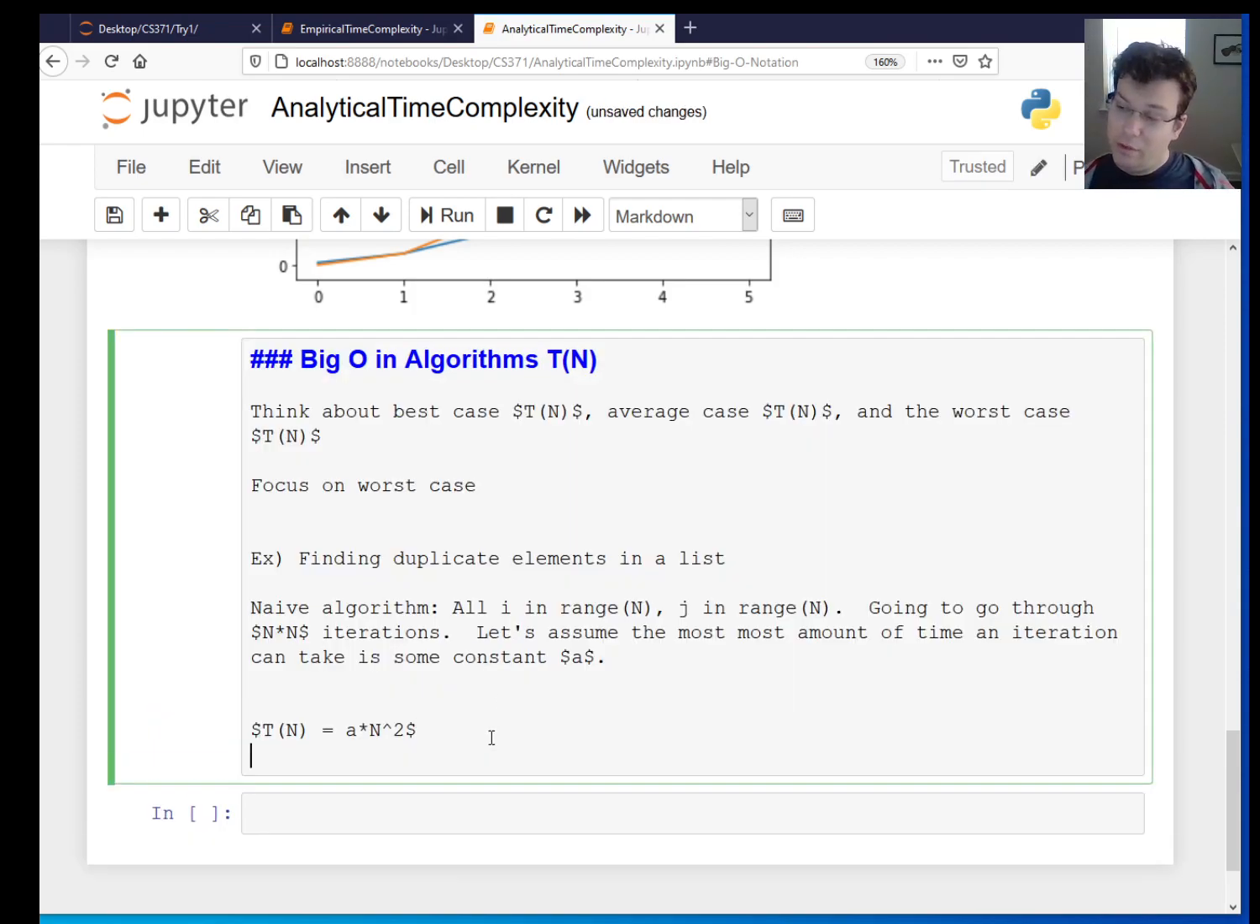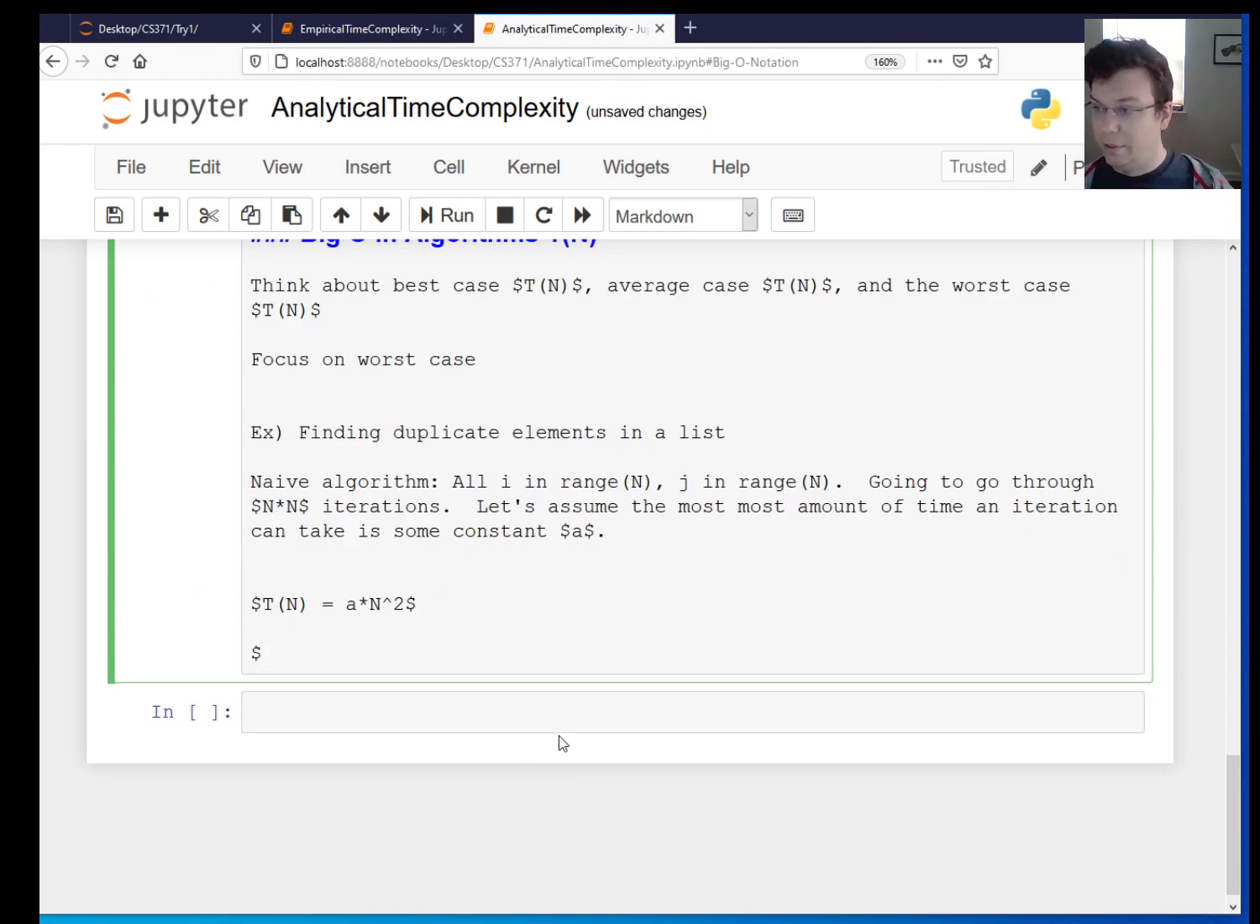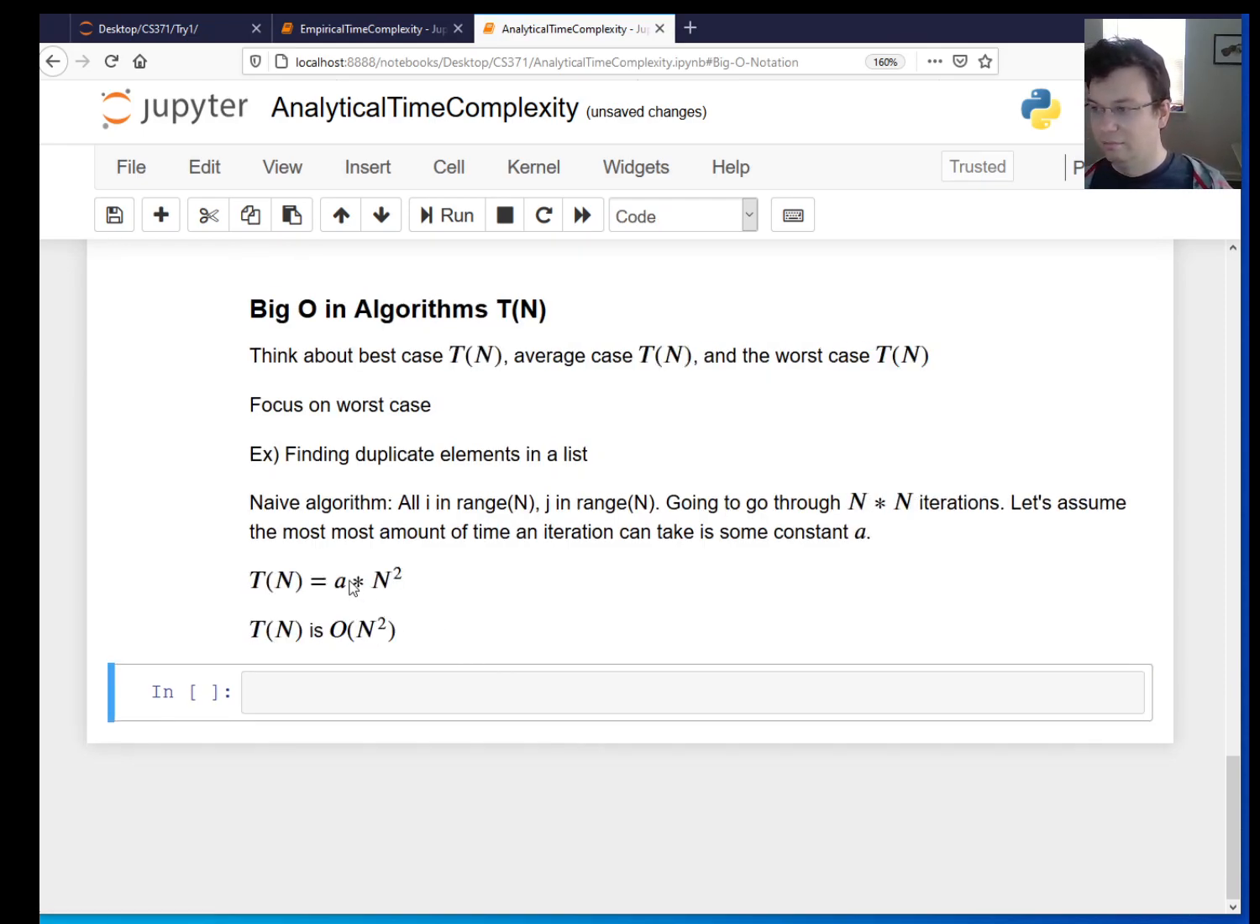Now this one, compared to the example I showed you a moment ago, it's very straightforward to see that this is O of n squared, because we literally already have our constant, right? Our constant is a. Okay, so that's interesting.